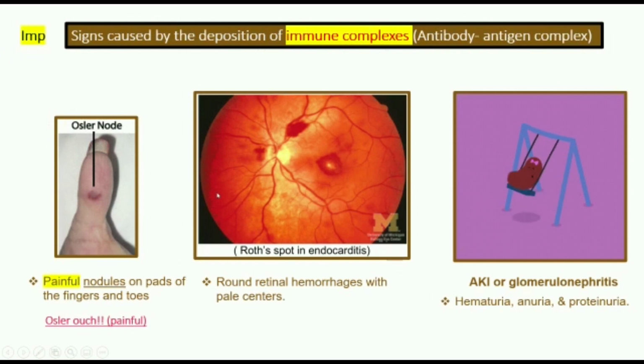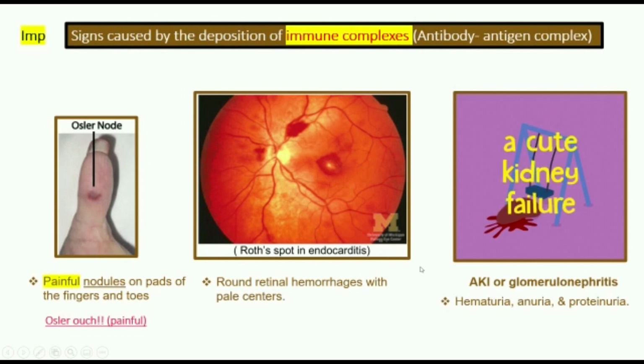And finally, Roth spots will be caused by immune complex deposition in the retina, causing retinal hemorrhage with a pale center. And if the immune complex is deposited in the kidney, it can cause acute kidney injury or glomerulonephritis, which can present with hematuria, oliguria, and proteinuria.